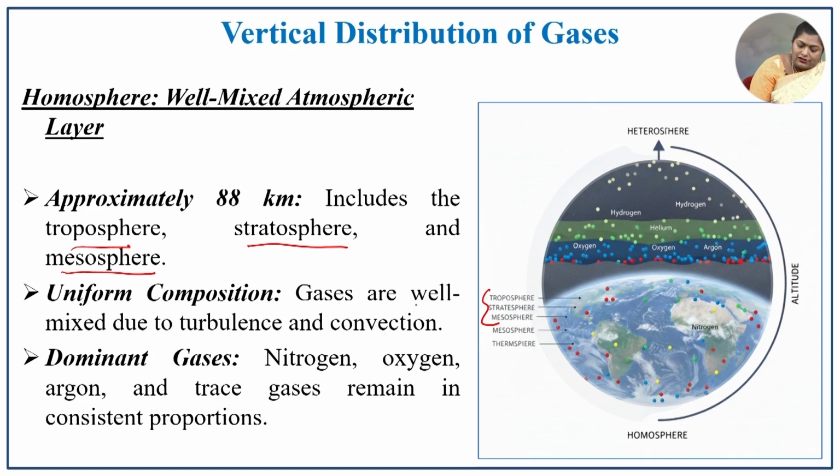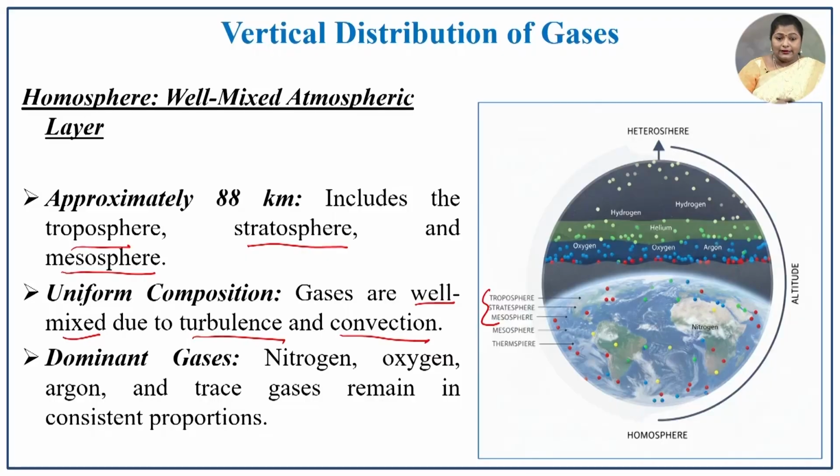Why is it well mixed? We have to note this one. It is well mixed because of turbulence and convection currents, which lead to the mixing of gases. It has the dominant gases like nitrogen, oxygen, argon and trace gases, which also remain constant in this homosphere. This will be very clear in your next lecture, while we discuss the layers of atmosphere, so you can understand it very well in that particular lecture.